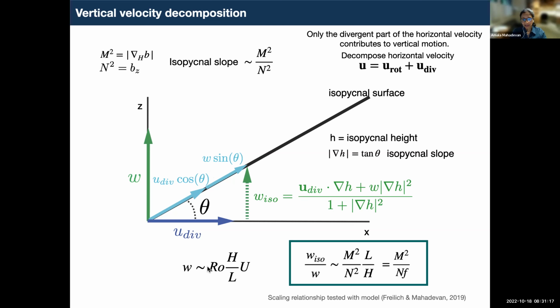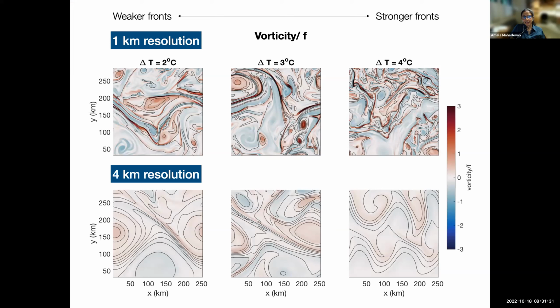Okay. And this vertical velocity scales, as I said, as the Rossby number times the aspect ratio times U, the total vertical velocity. But now in a model, we can decompose the vertical velocity as the along isopycnal part and the isopycnals going up and down. And we did that for a numerical model in which we use different resolutions. And we also changed the intensity of the fronts. So this delta T is 2, 3, and 4 degrees, telling you what the total temperature contrast is across the domain of the model. So delta T is 4 degrees, has very strong fronts. Delta T is 2 degrees, has weaker fronts.